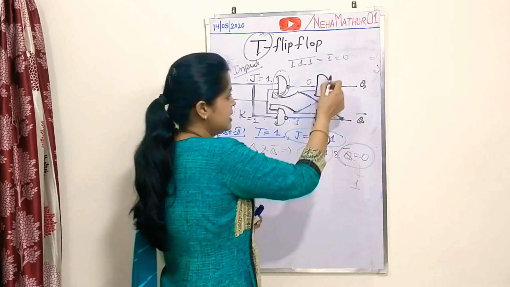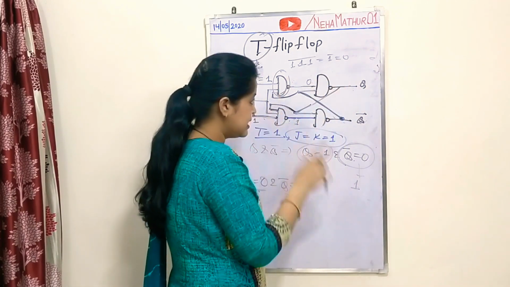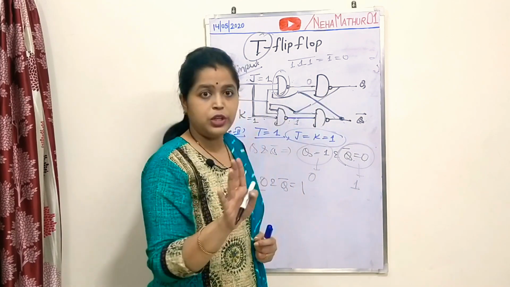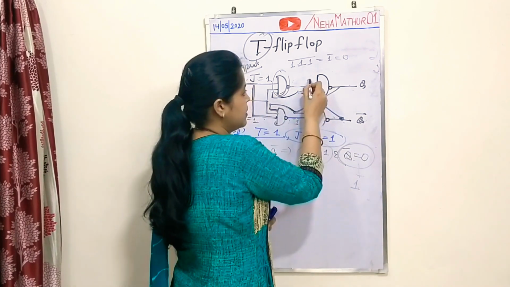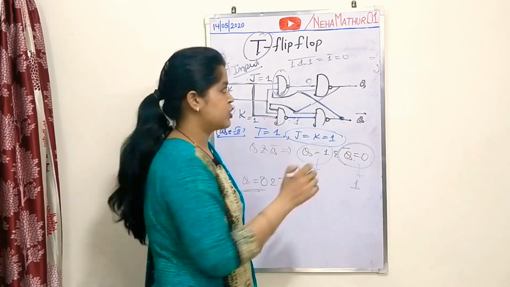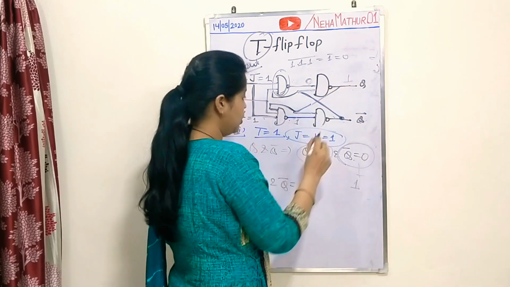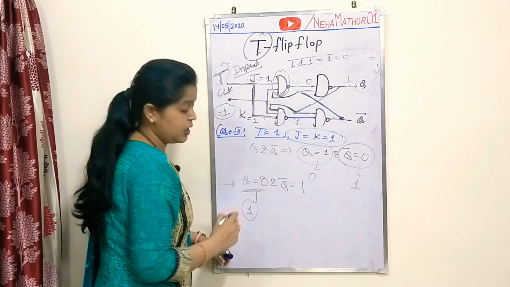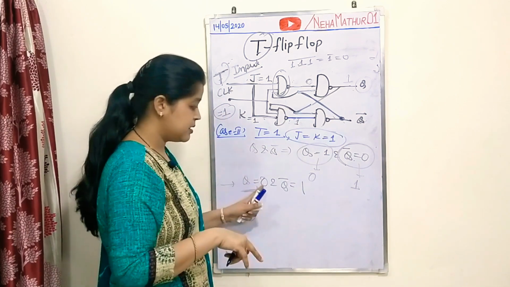Now come to this NAND gate. This NAND gate has 0 as one input. There is no need to look at the second input. Whenever 0 is multiplied by any value, it will be 0, and its complement will be 1. So your Q now becomes 1, which was initially assumed as 0.